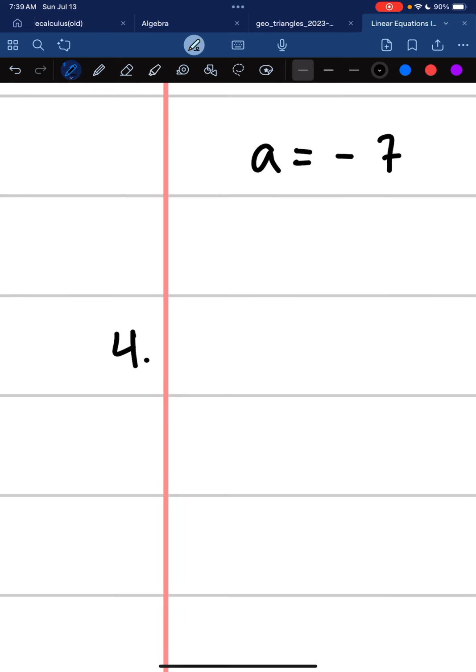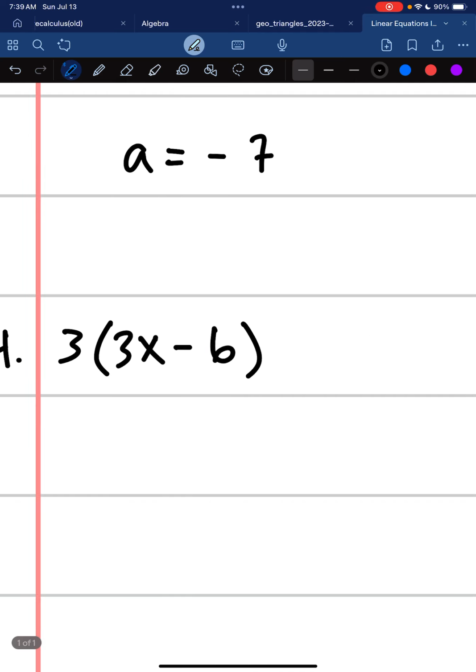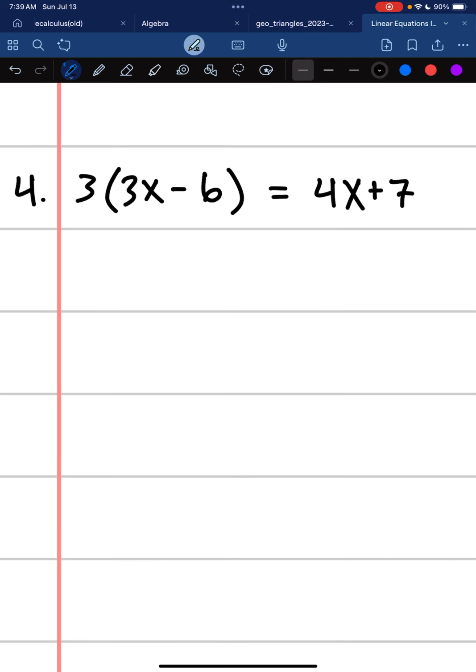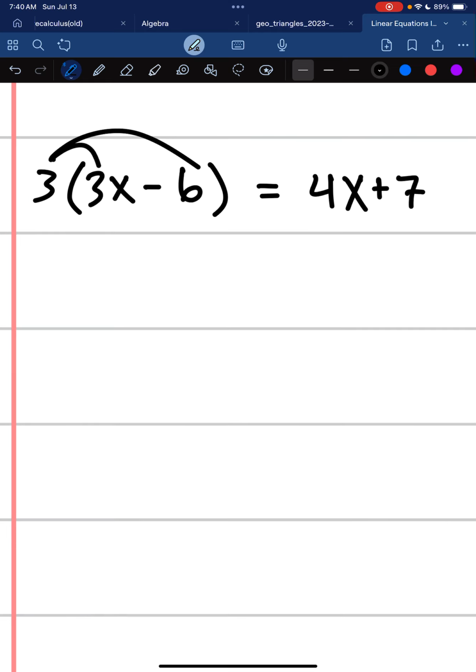Now let's look at this one. We have 3 times 3x minus 6 equals 4x plus 7. So for this one, we need to start off by distributing this 3 into the parentheses. And then, we can isolate the x by moving all of my x terms to one side and all of the constant terms to the other side.